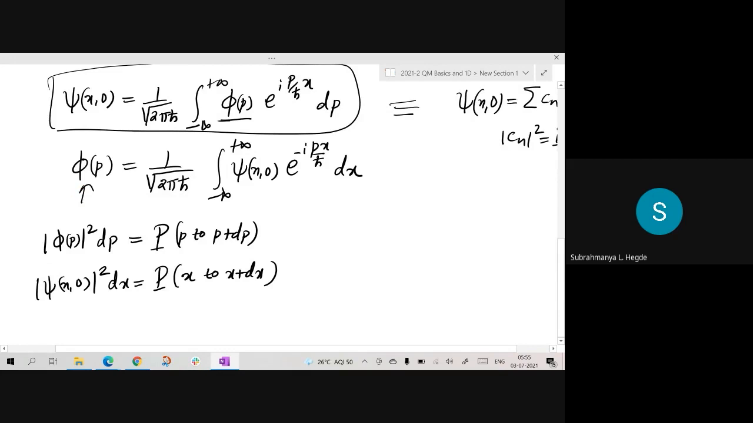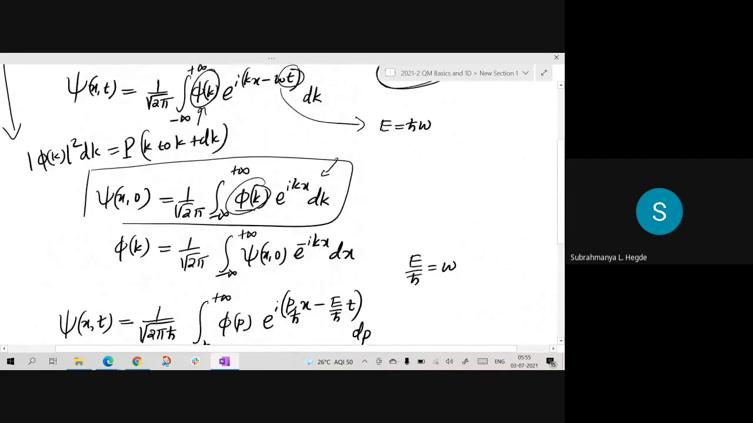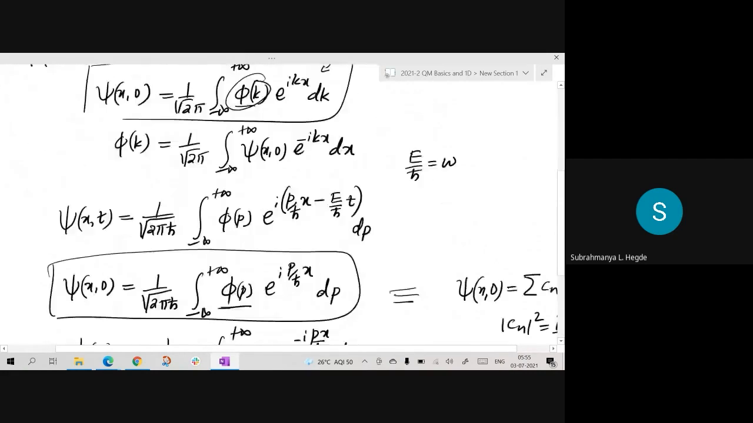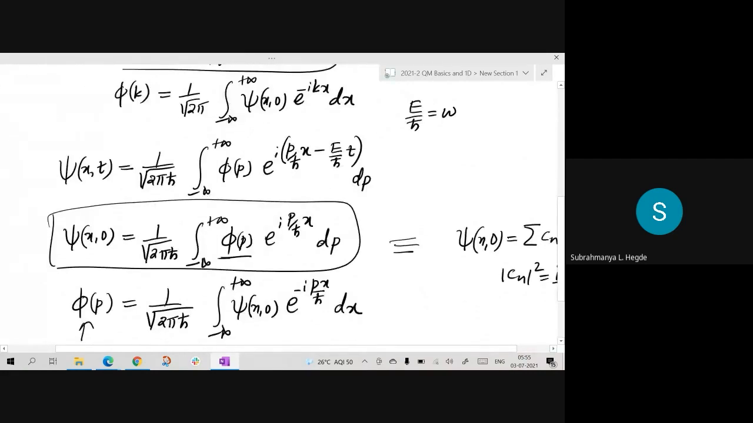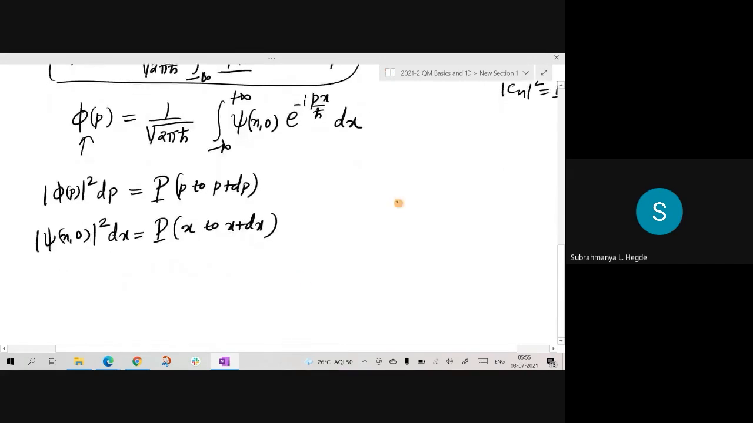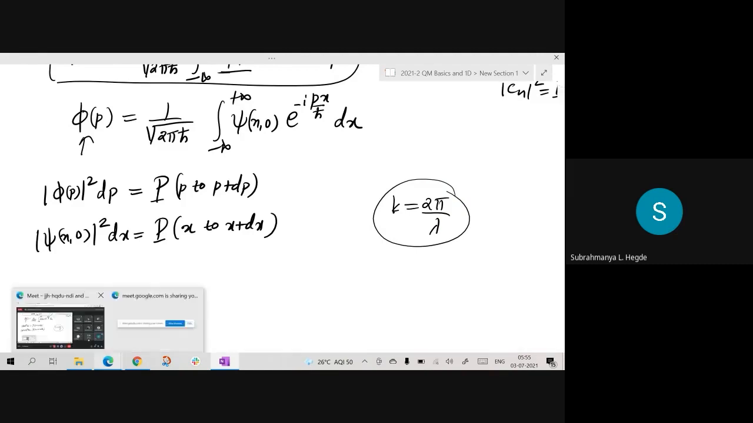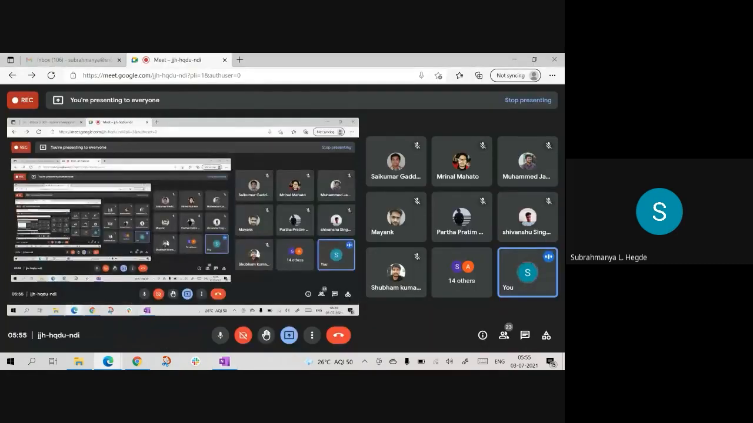In mod phi of k square dk, we are getting the probability of finding k of the particle, where h bar k is your momentum. You can also call k the wave vector, where k is equal to 2 pi by lambda, where lambda is the de Broglie wavelength of the particle, because we are talking about a particle here. That's very important. Can you hear me? Any problem?